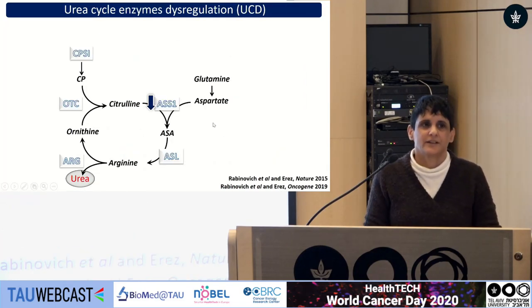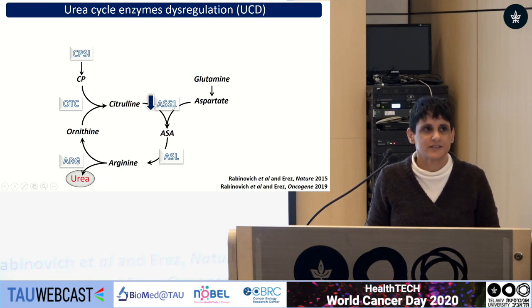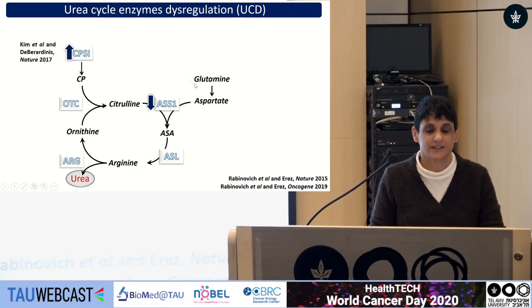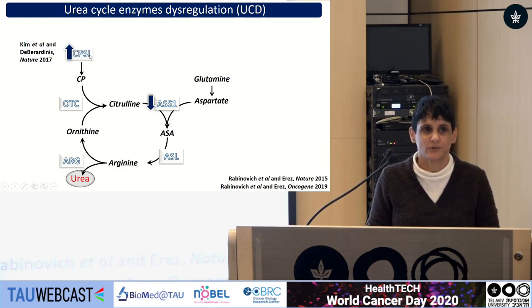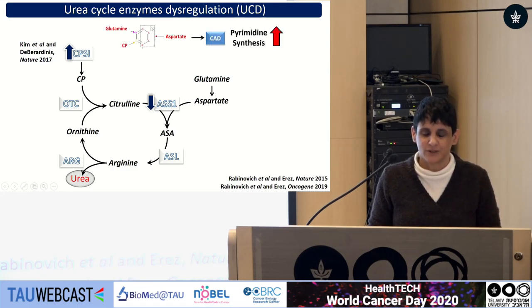So at the time, we published that ASS1 loss causes this change that benefits cancer proliferation. Another good colleague published that another enzyme in the urea cycle called CPS1 is upregulated to promote the same pathway of pyrimidine synthesis via CAD. And this is because if we look at the pyrimidine ring, aspartate generates it, glutamine generates it, and CP, which is the product of CPS1.